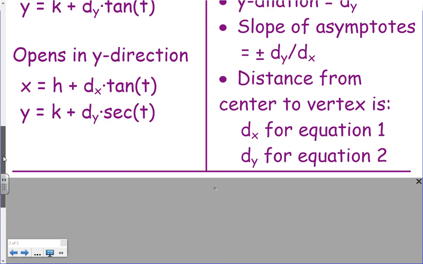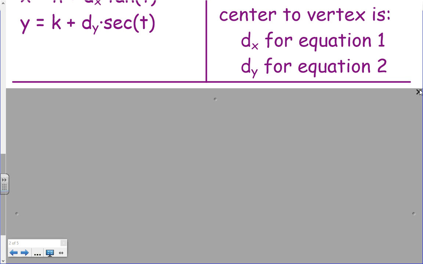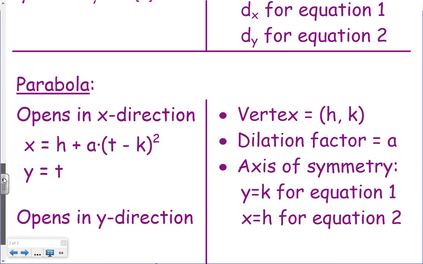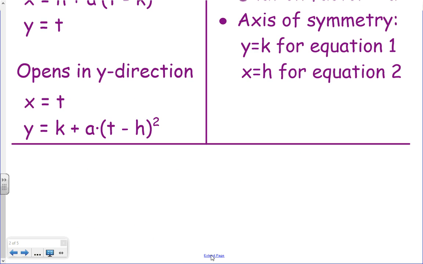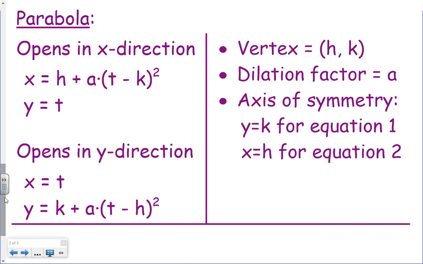All right, so we have one last one here to talk about, and that is our parabola. And again, just like we saw with our Cartesian form, it does make a difference which way this opens up. So if you've got a parabola that opens up in the x direction, then here's the equation we'll use. Our parametric equation is x equals h plus a times (t minus k) squared, and y equals t. Notice, by the way, all we're doing is taking the y out of the equation we had in Cartesian form and replacing it with t, and then we're saying y equals t in the second equation there.